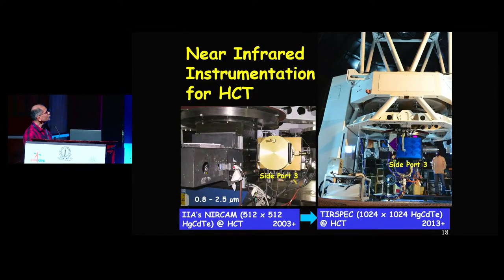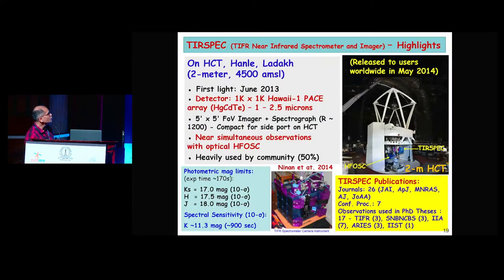Then we moved to the instrumentation for HCT around early 2010 and so on. HCT already had one NIR detector, with two modes of imaging observations, which has a format of 512 by 512. But unfortunately, this detector had some problems with pixel defects. So although in the beginning we thought we were going to develop only a spectrometer, since we also need imaging, this camera was developed for both imaging and spectroscopy, and it is right now permanently at the side port of HCT.